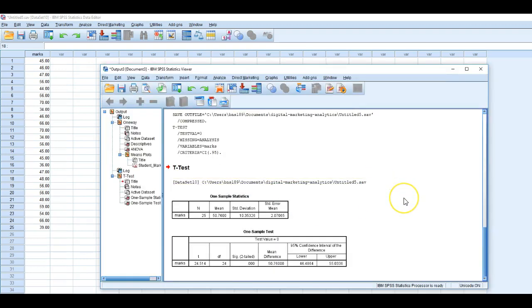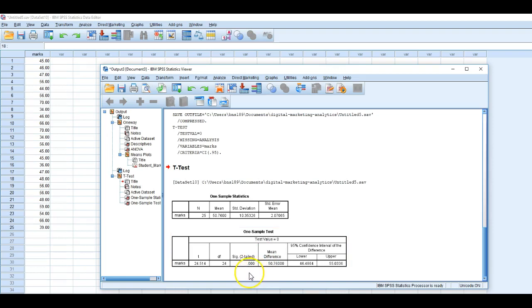So you have your results here. The mean here is 50.76 for the sample of 25 students, and the standard deviation is 10.35. So what is the significance value, and to what extent can we say that the mean we have observed from these 25 students can be extended to mean the mean value of the whole population? For that we look at this t-value significance. The t-value is 24.51 and the degrees of freedom is 24.